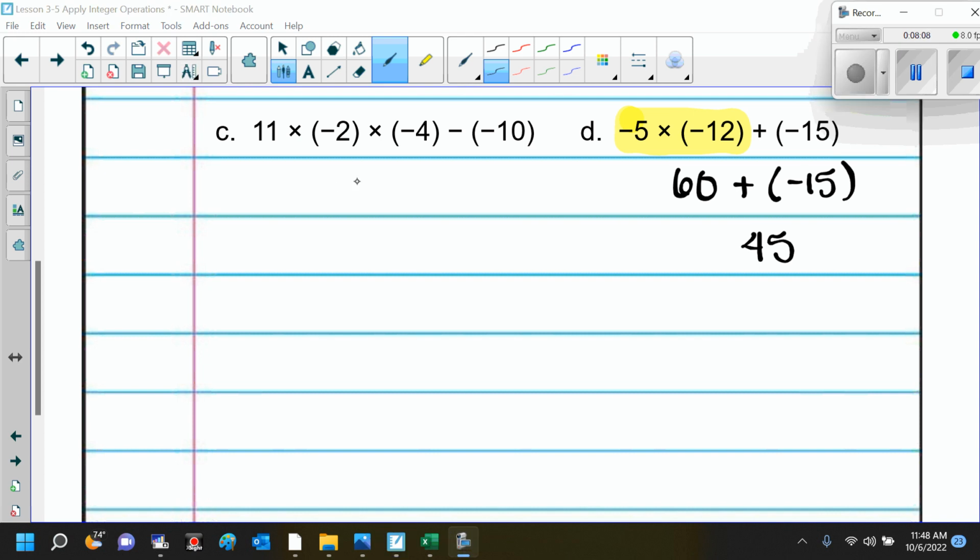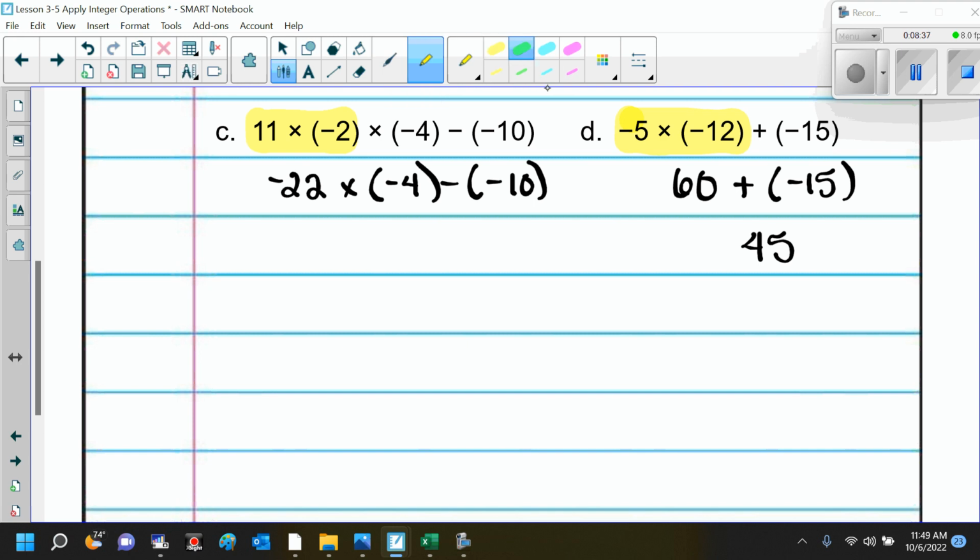All right. So the first thing we're going to do with 11 times negative 2 times negative 4 minus negative 10 is the 11 times negative 2. Very good. So 11 times negative 2 is negative 22. And then make sure you rewrite times negative 4 minus negative 10. What comes next? Negative 22 times negative 4.